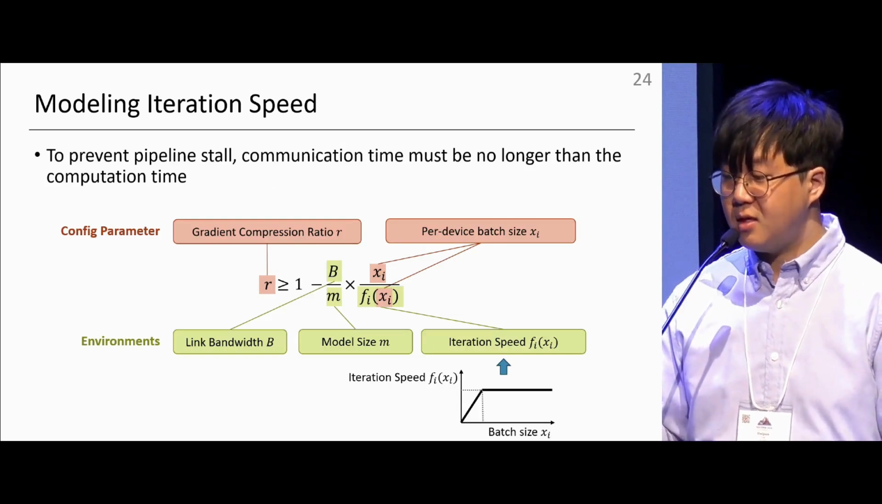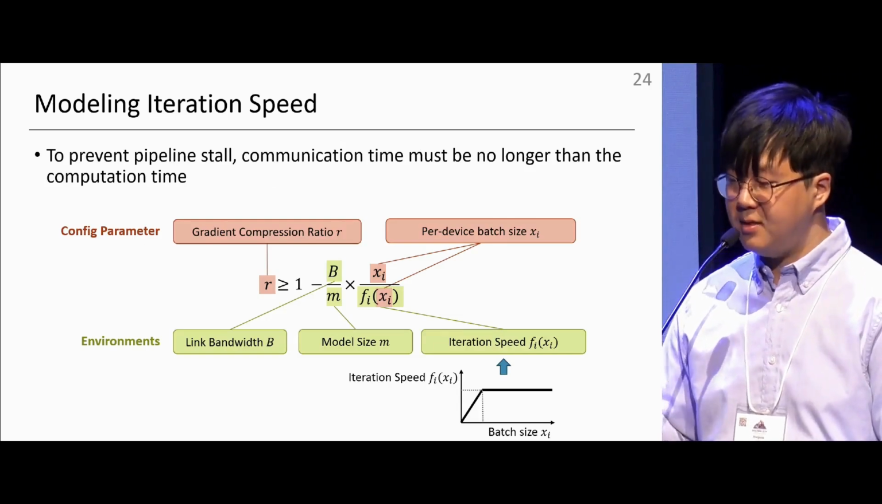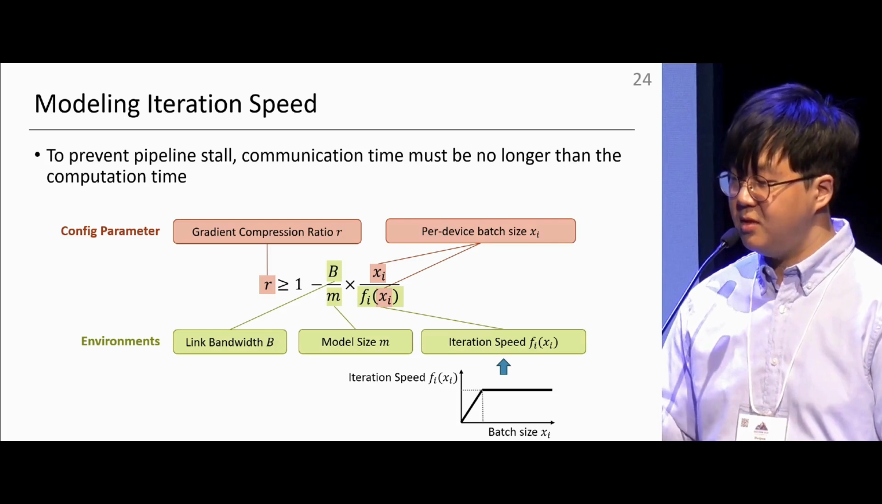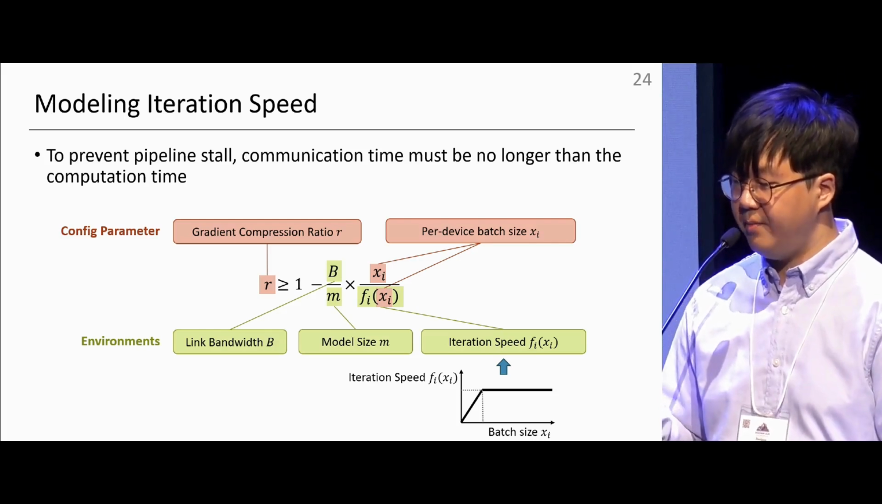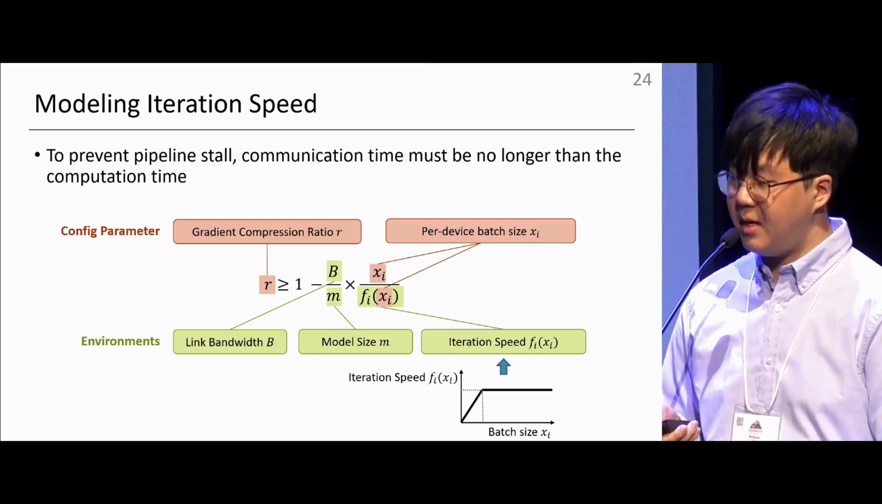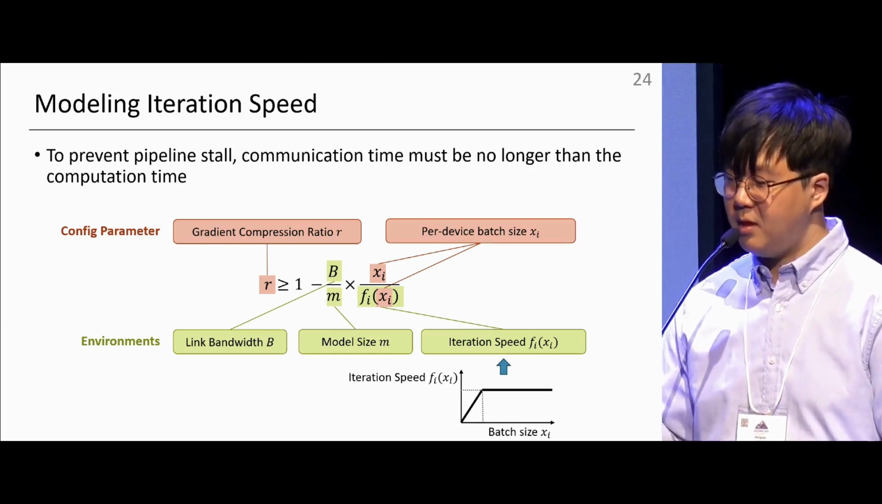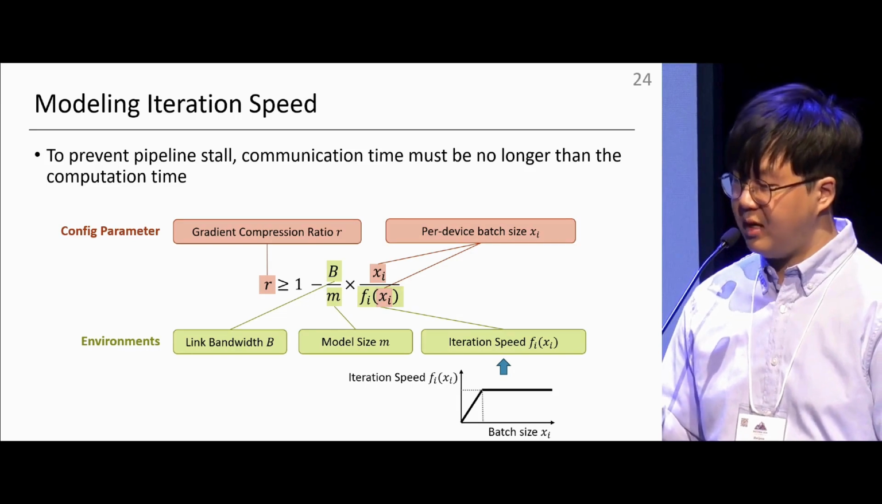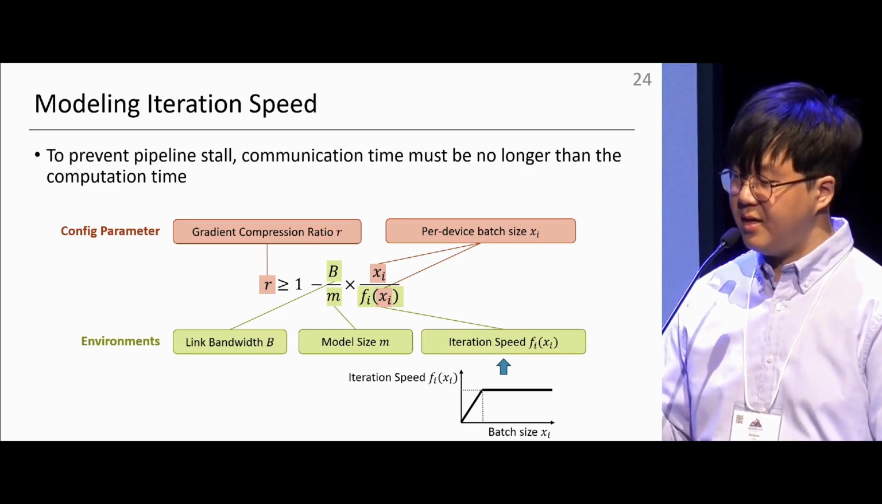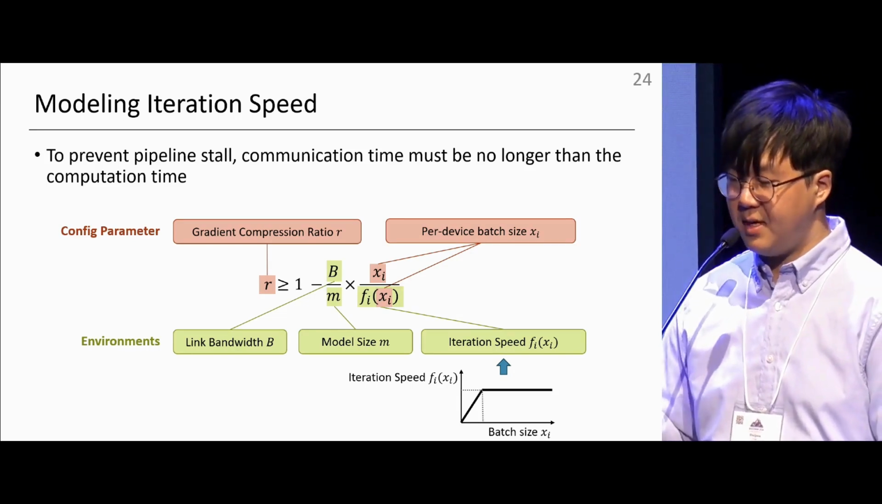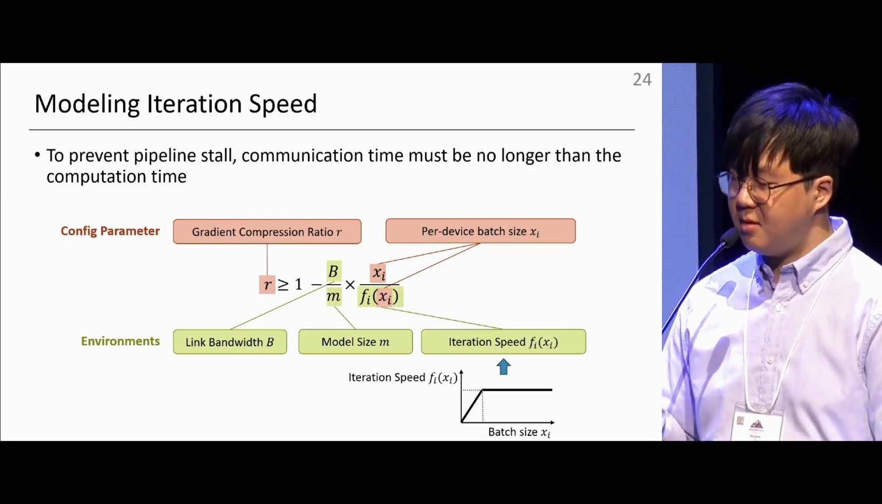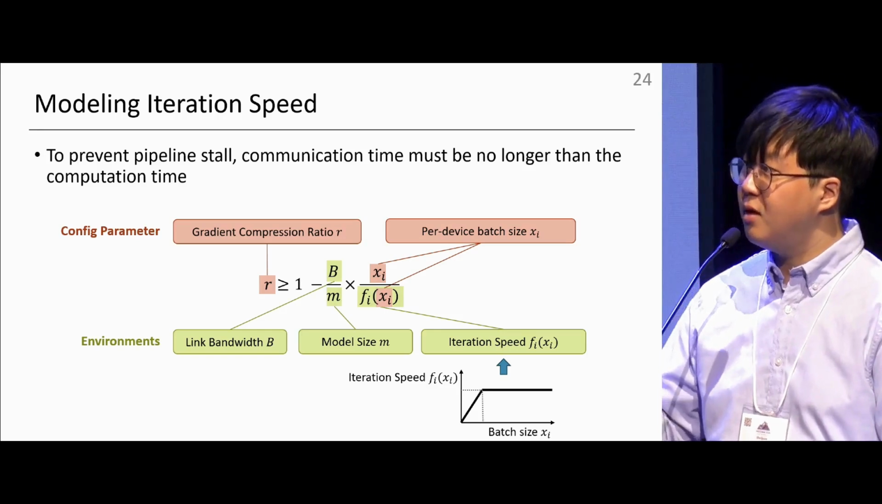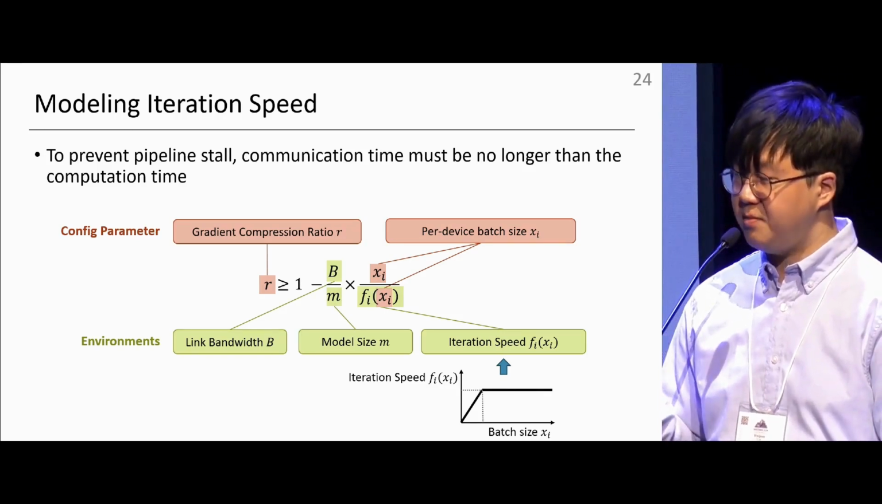Second, we consider the communication time. In our pipeline design, the communication time must be no longer than the computation time, or it'll suffer from training pipeline stall. So to keep communication time within the computation time, we apply the constraint on the gradient compression ratio and per device batch size. These constraints are determined by the environment such as link bandwidth, model size, and iteration speed.